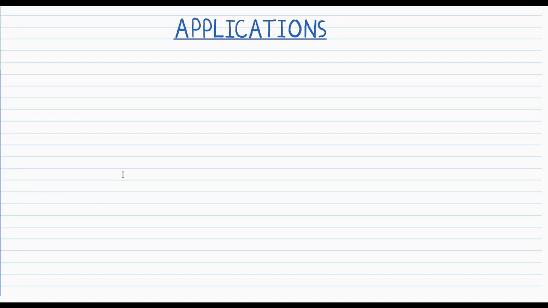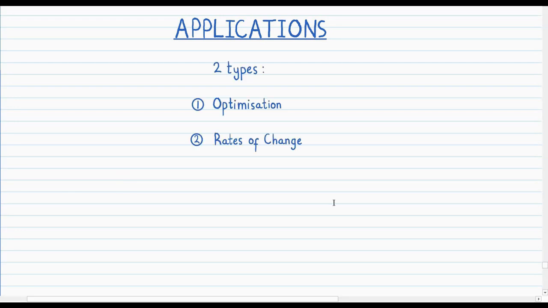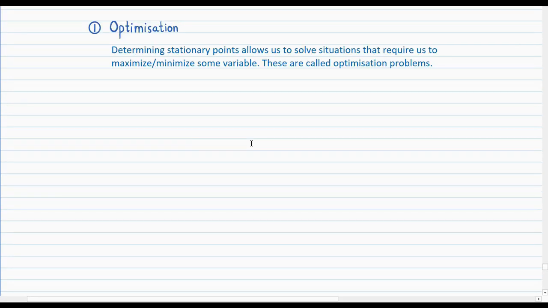There's two types of application scenarios we'll cover. The first is related to optimization, and the other is related to rates of change. Let's first look at optimization. Determining stationary points allows us to solve for situations that require us to maximize or minimize some variable. Here's an example.